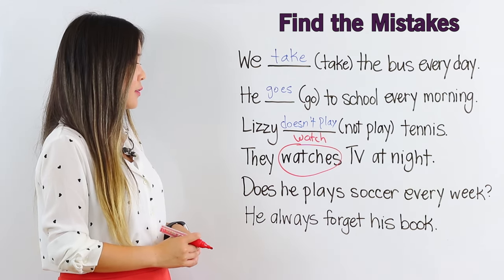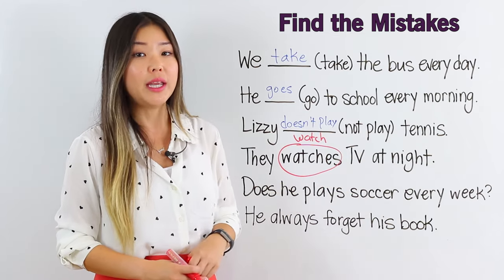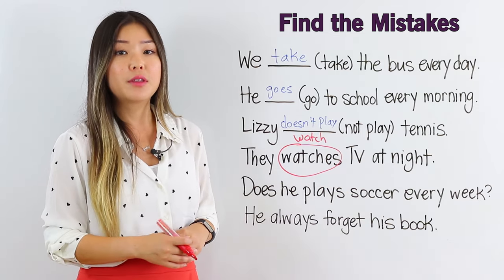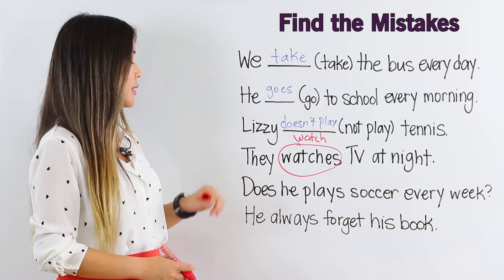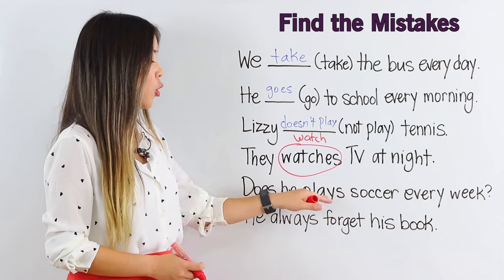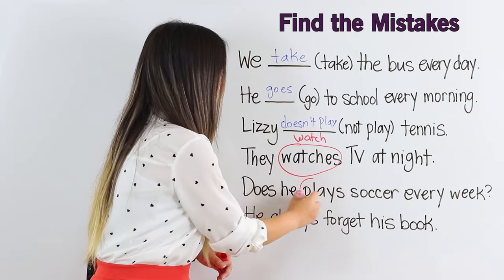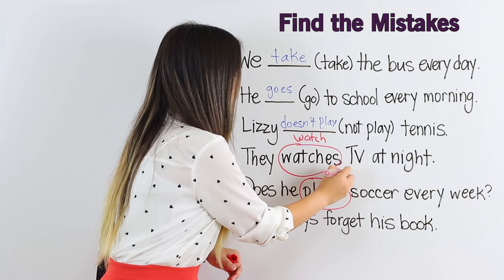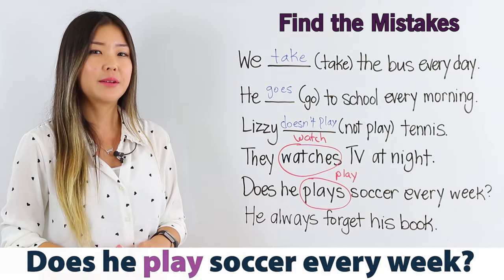In the next sentence or question, it says, does he plays soccer every week? The subject of this sentence is he. To make a question, putting does at the beginning is okay. However, we don't put an S at the end of play. Therefore, the correct answer is to simply say, does he play soccer every week?